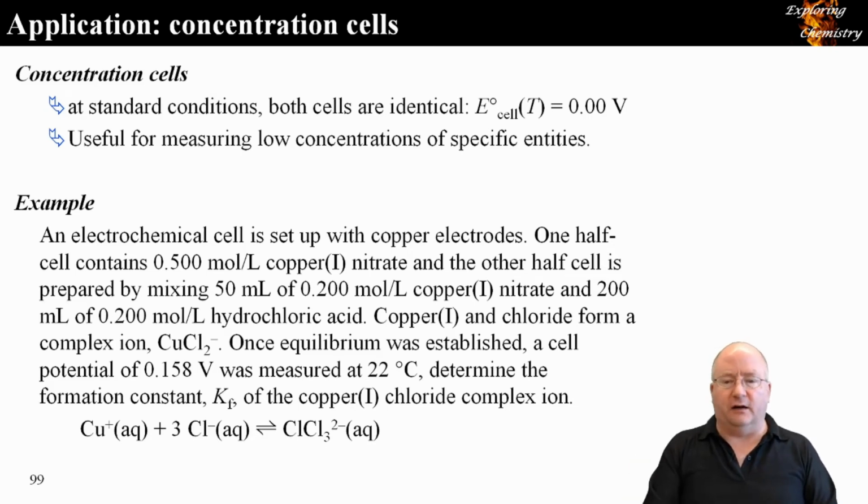In the example we have here, reading the second line, one cell contains 0.5 moles per liter of copper nitrate. That is your standard reference cell. It's not 1 mole per liter, it's 0.5, but as long as we know what it is, we're good. The other cell is a mixture of copper nitrate and hydrochloric acid, and you can see from the bottom that it forms a complex ion, CuCl3 2-. So the copper ion concentration is reduced because of this equilibrium, and when they measure a voltage as presented here, you can figure out how much copper ion is left free in solution.